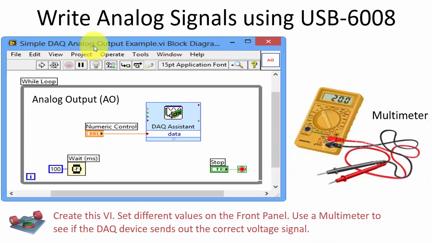Here is the application we are going to create in this example. We use a while loop, and then we just set a numeric value on our front panel, and then we are going to write this value to the DAQ device. And in order to check if the DAQ device is getting the correct value, we can just use a multimeter or something to check if the value is actually the same as the value we set here in LabVIEW. So let's show how we can do this inside LabVIEW.